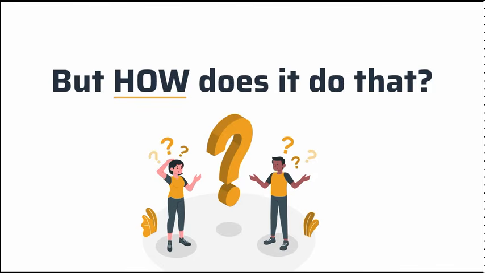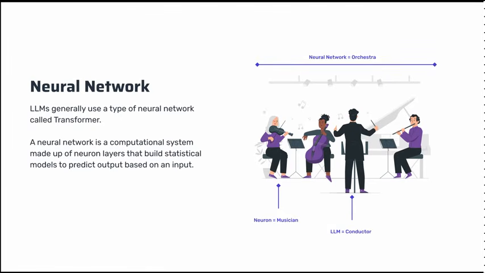So now the question is, how does it do that? So earlier I did say this is going to be a high-level, easy to understand way, but bear with me, I'm going to go a little bit into the technical side of this. So we mentioned earlier about neural networks. LLMs generally use a specific type of neural network called a transformer. So a neural network is essentially a computational system that has multiple neuron layers and tries to do the prediction of the output based on the input. So you can kind of think of it like an orchestra. Within the orchestra, the musicians represent a neuron, and the LLM is the conductor that uses those neurons to create that output.